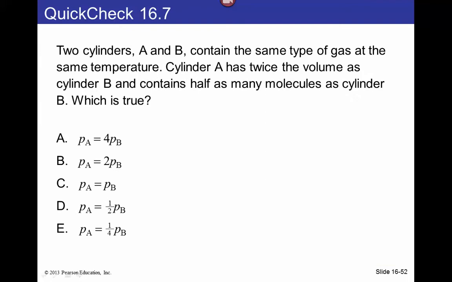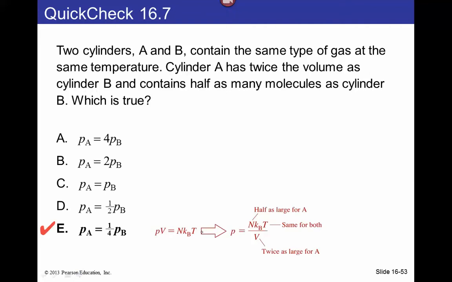Two cylinders A and B contain the same type of gas at the same temperature. Cylinder A has twice the volume as cylinder B and contains half as many molecules as cylinder B. Which one of these is true? Take a minute to answer this question.